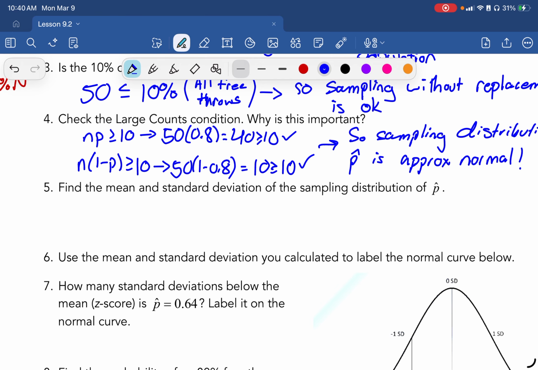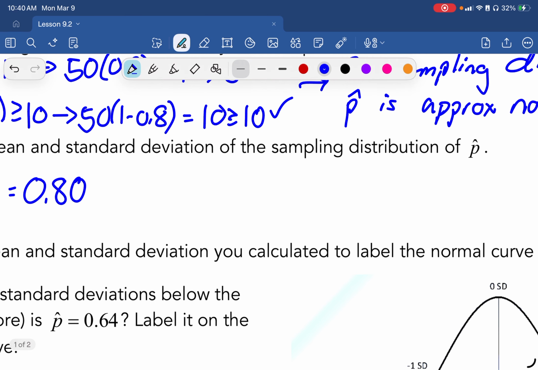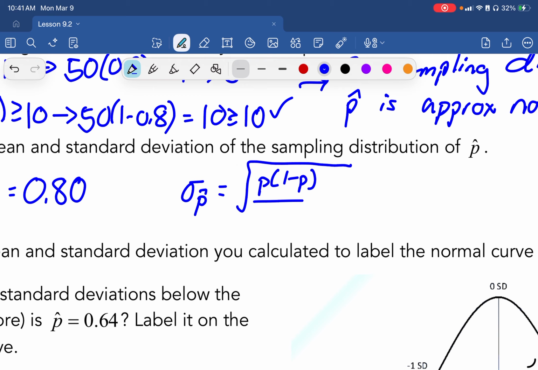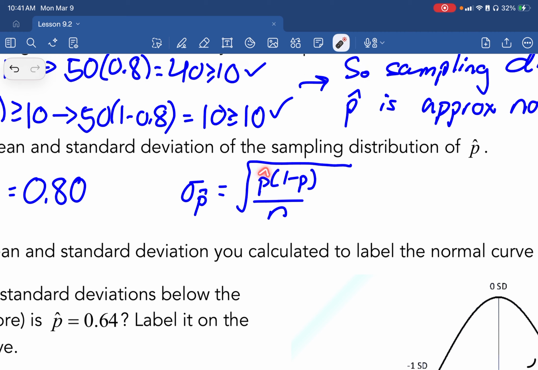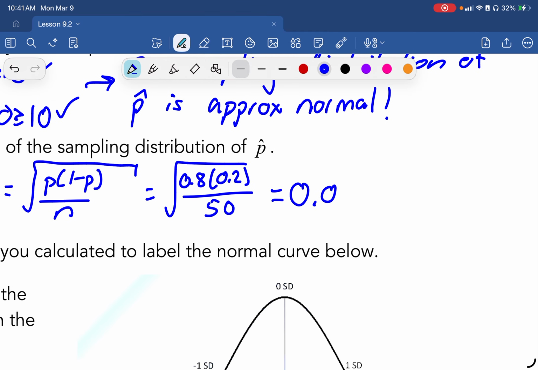Now, find the mean and standard deviation. As a reminder, for a one sample proportion, the mean of p hat is just p. Here it's just 0.8. The standard deviation of a one sample proportion is the square root of p times 1 minus p over n. Notice we're not using p hat, we're just using p. So here, the square root of 0.8 times 0.2 over 50 is going to give us 0.057.